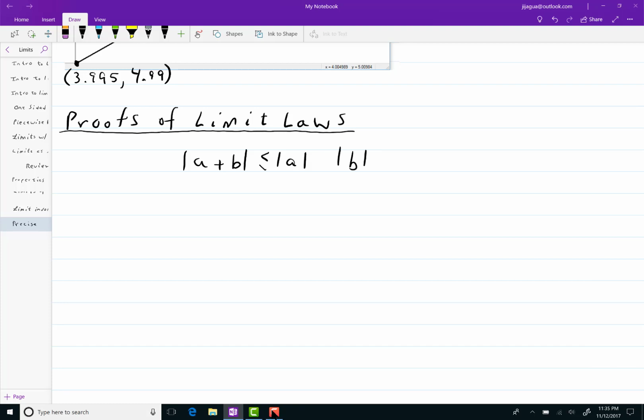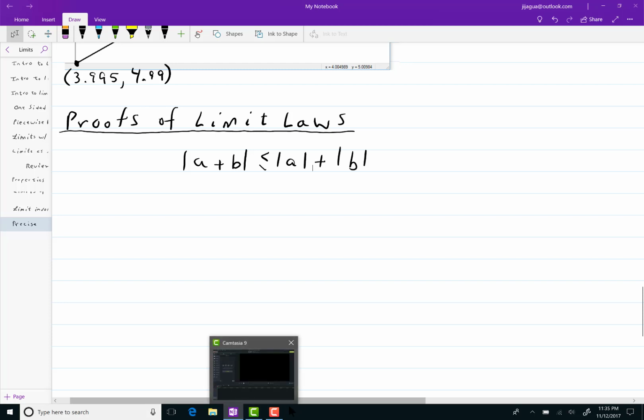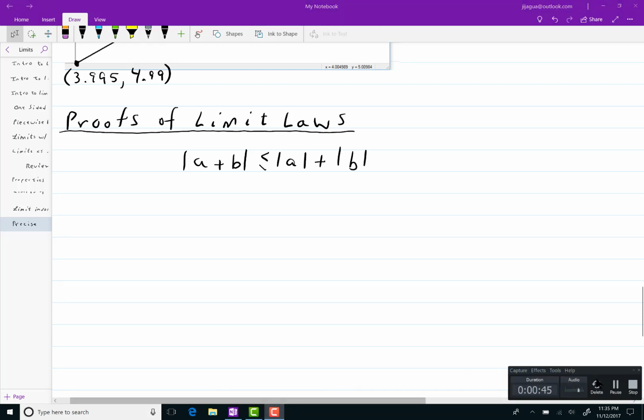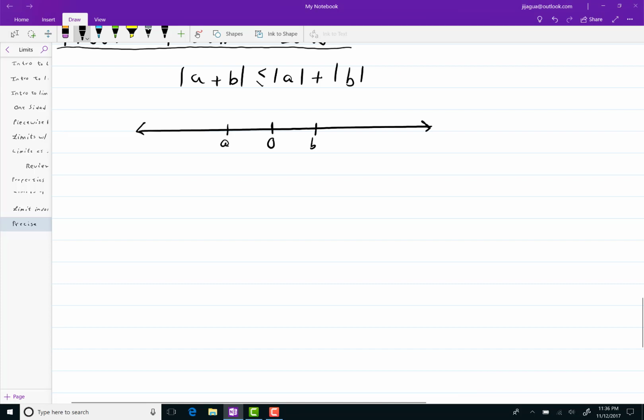The absolute value of a plus b is less than or equal to the absolute value of a plus the absolute value of b. This is for any real numbers a and b. I'm going to consider various situations where I have a and b located at different places. Let's take a look at the absolute value of a plus b. That's the distance a plus b is from 0. The absolute value of a is the distance that a is from 0, and the absolute value of b is the distance b is from 0.